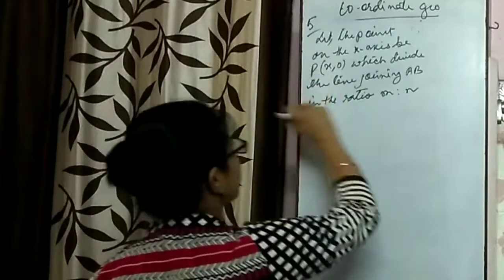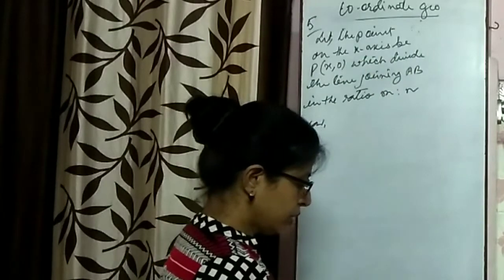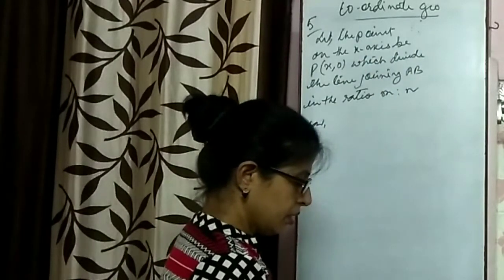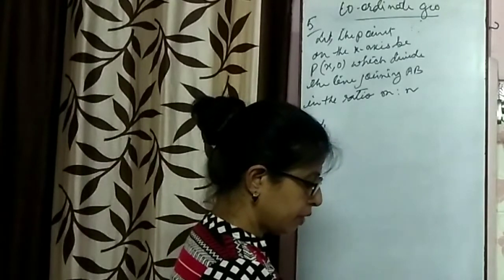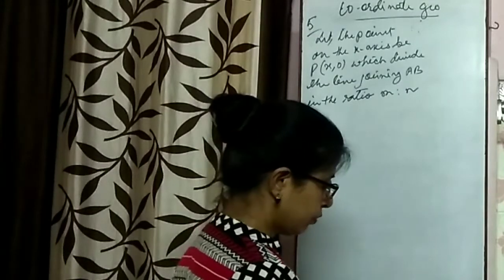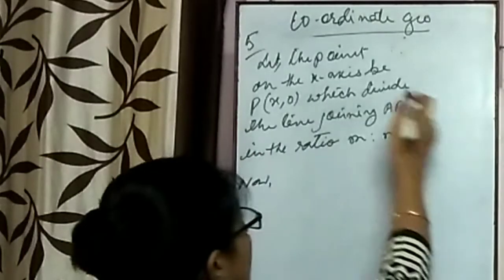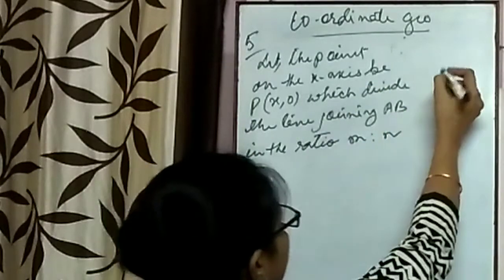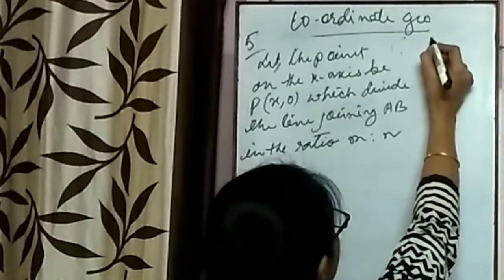Now it's question number 5. We are asked, find the ratio in which the line segment joining the points A (1, -5) and B (-4, 5) is divided by the x-axis. Also find the coordinates of the point of division. So this time both the points will cut the x-axis.